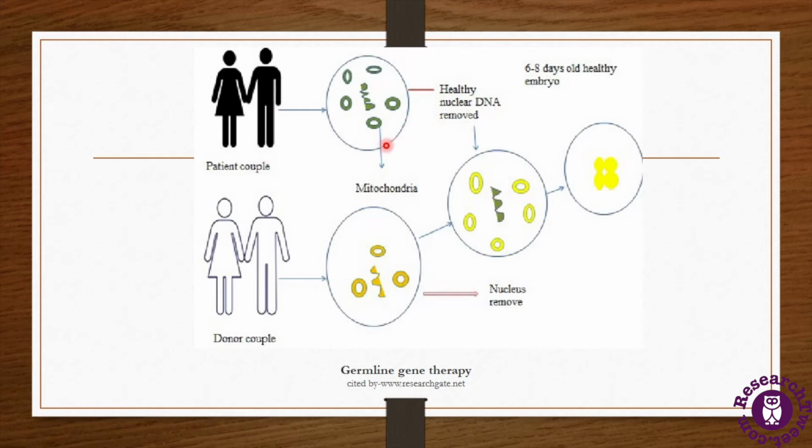So they found a donor couple who can donate their mitochondria, and after that the mitochondria of the donor couple were removed, and the proper nucleus or well defined healthy nuclear DNA of the patient couple is removed and introduced into the cell of the donor couple which has healthy mitochondria, and thus the offspring has the combination of healthy mitochondria as well as healthy nuclear DNA in its structure.